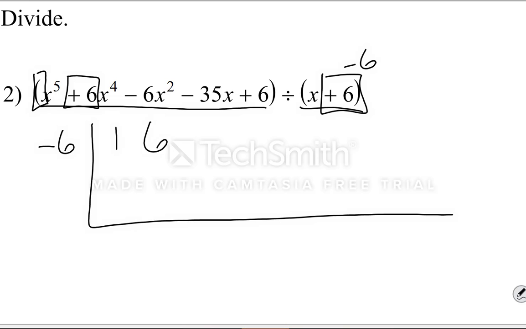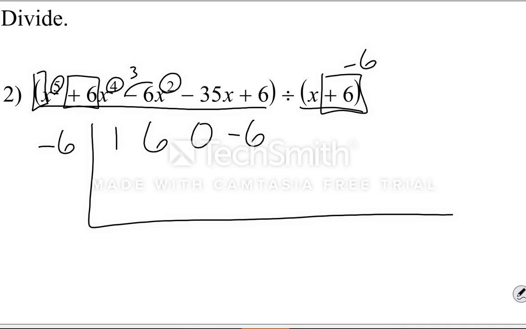But if you notice, I have a 5, I have a 4, and then my next term is a 2, so it skips the 3. In synthetic division, you need to make sure you account for that. So the actual coefficient of that 3, or the x to the third term, is a 0. So whenever you're missing a variable degree, so I'm missing the 3 here, I'm going to put a 0 in its place.